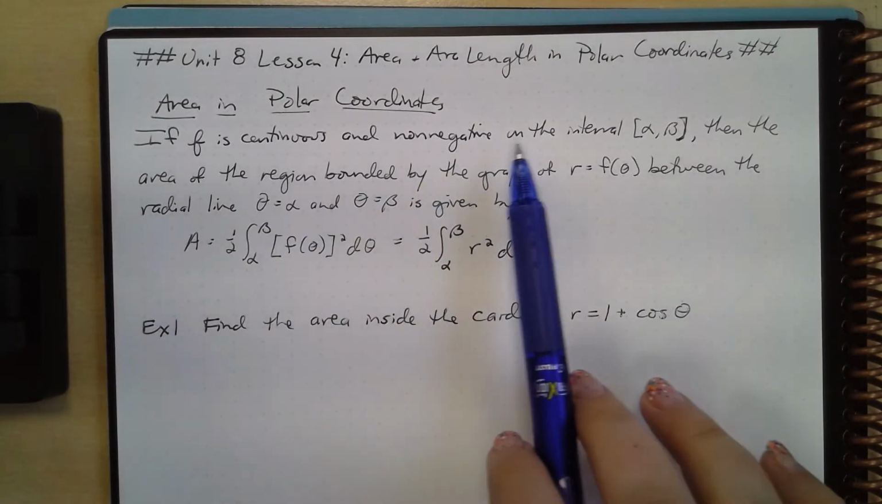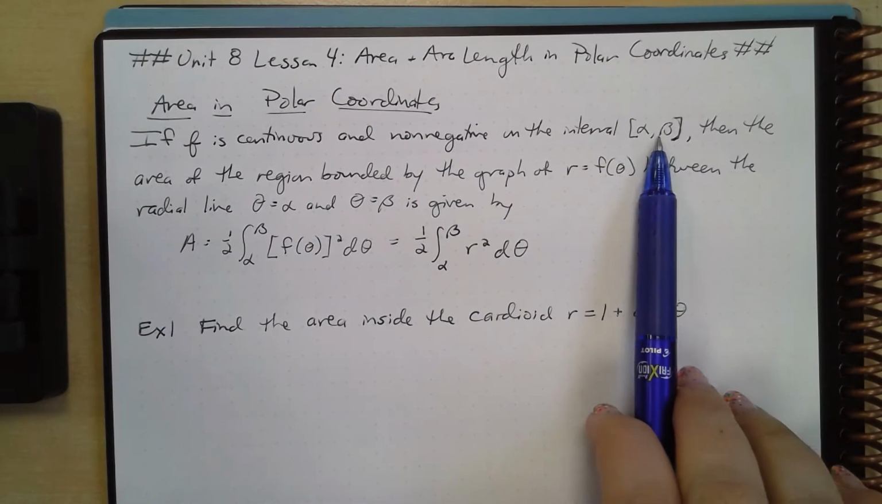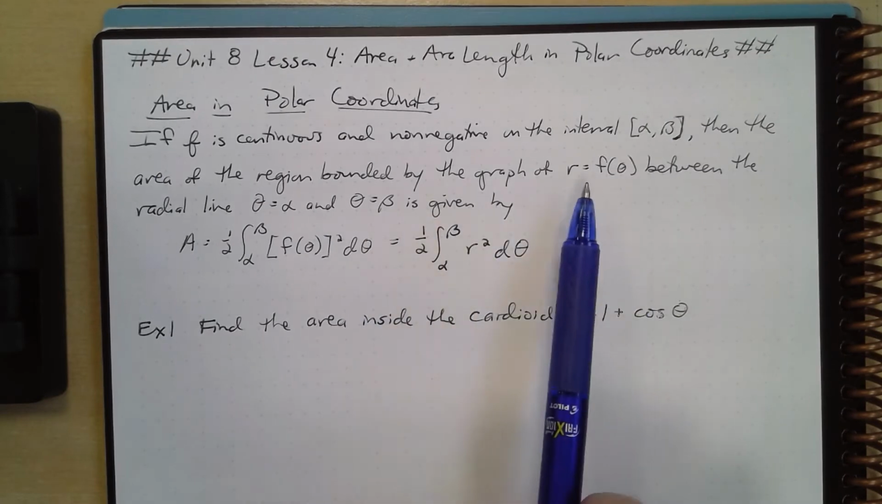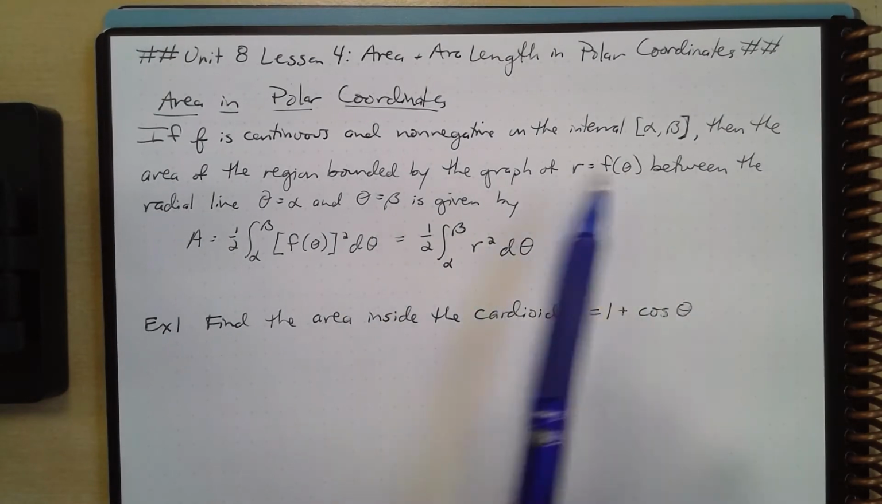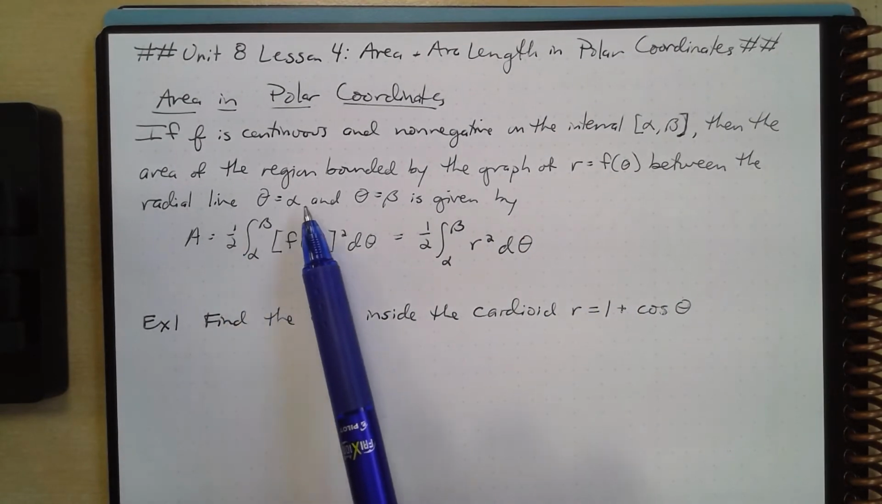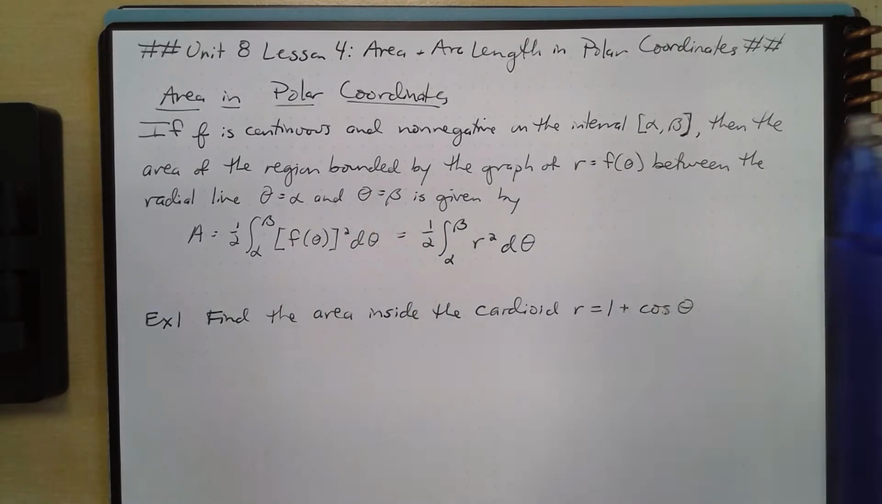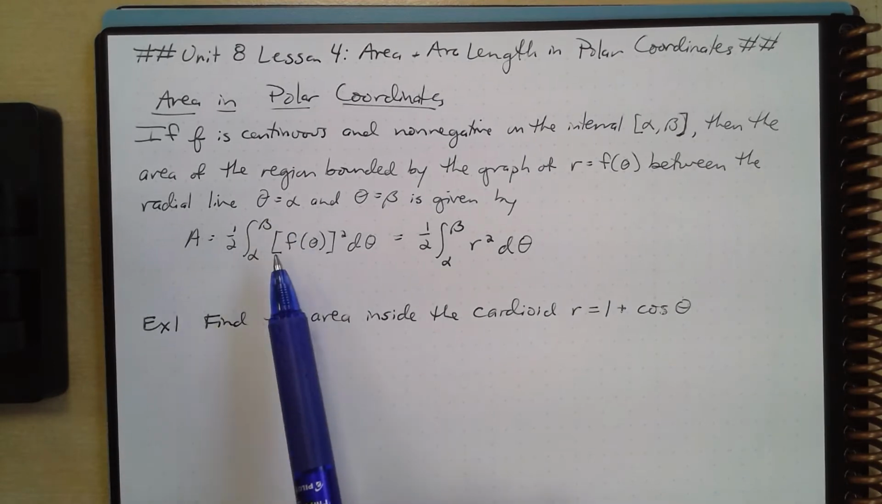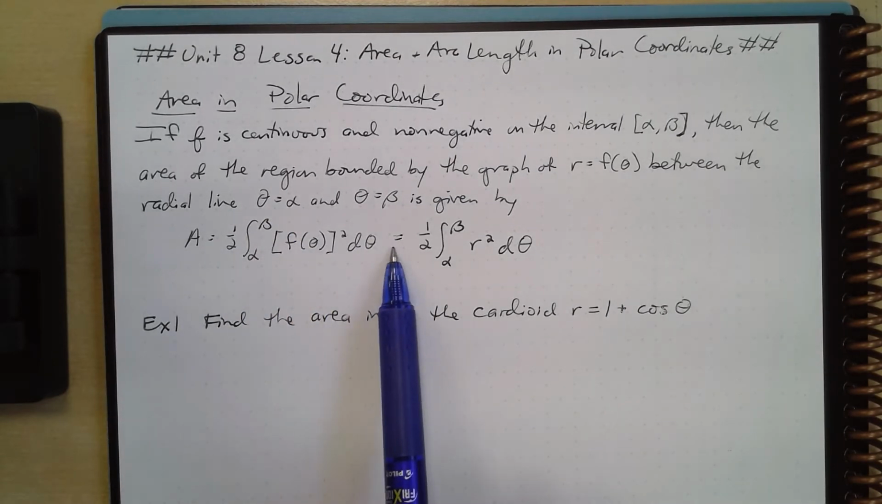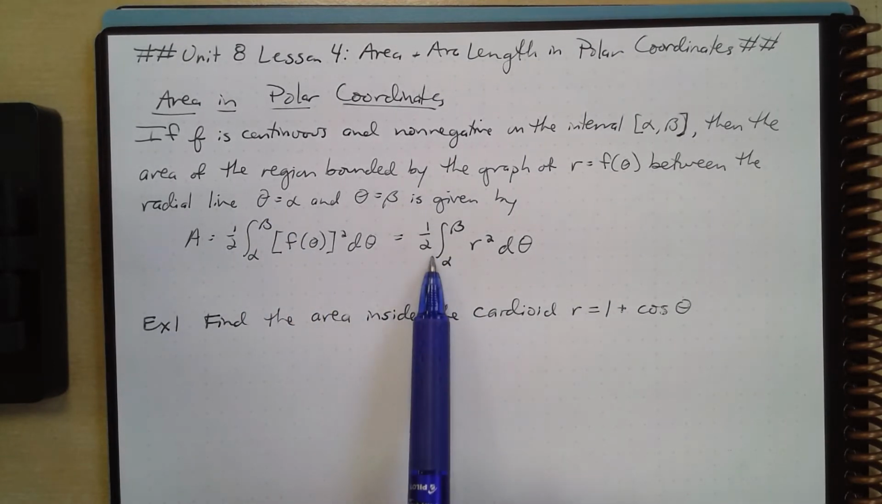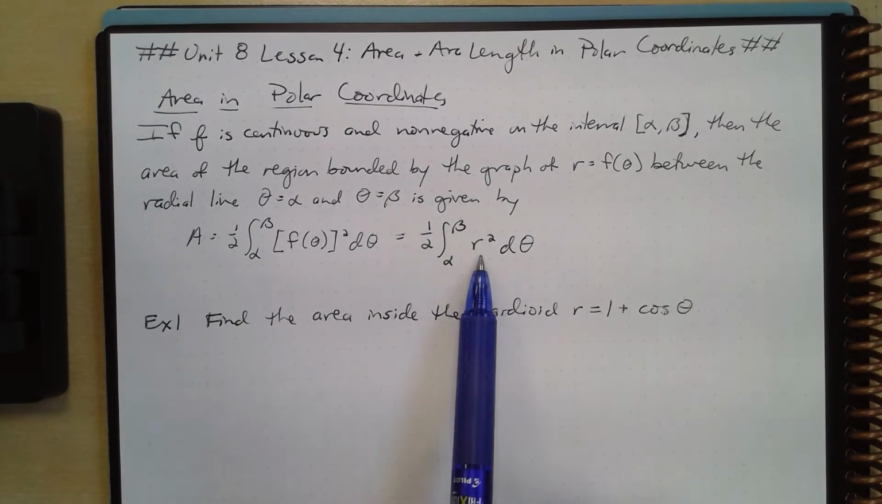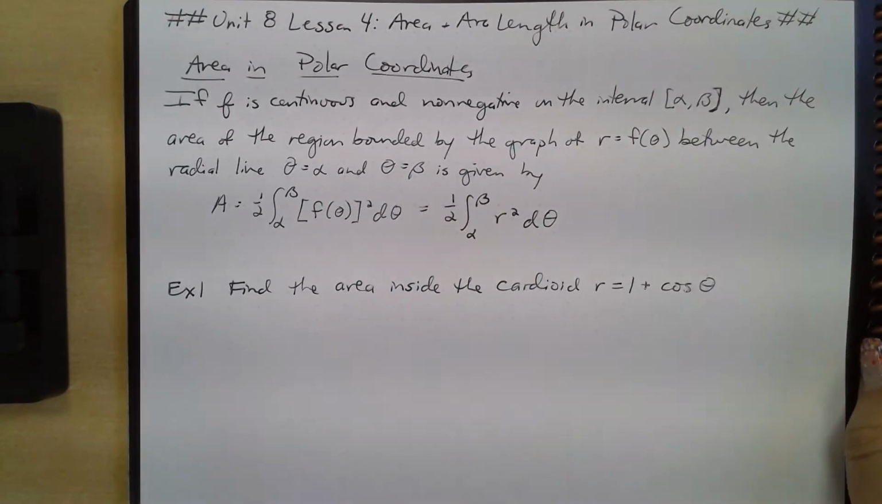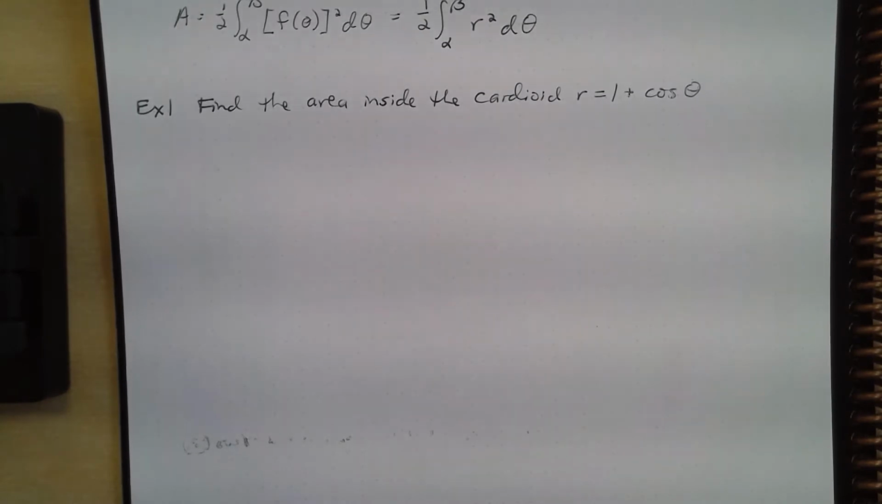If f is continuous and non-negative on the interval from alpha to beta, then the area of the region bounded by the graph of r equals f of theta between the radial lines theta equals alpha and theta equals beta is given by area equals 1/2 integral from alpha to beta of f of theta squared d theta, which is 1/2 integral from alpha to beta of r squared d theta. Okay, there it is. There's the definition. Let's actually do it now.